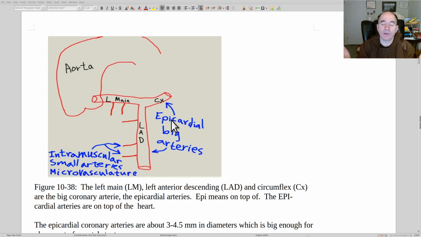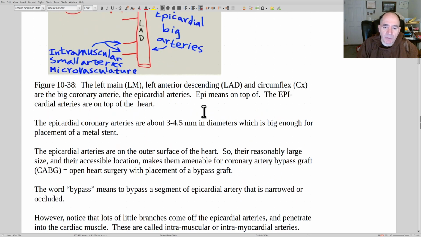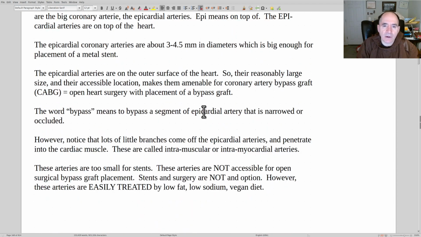You can't fix them. The only way you can fix them is, you could lower your lipids with a pill, but smarter to lower your lipids with a healthy diet, because these intramyocardial branches, they can all occlude, and they can cause a lack of blood supply to your cardiac muscles. They can cause heart attacks, and they can cause a lot of symptoms. And you don't know if you've got a problem with those. So the point I'm making is stent and bypass can't fix that problem. You can only stent and bypass the bigger arteries.